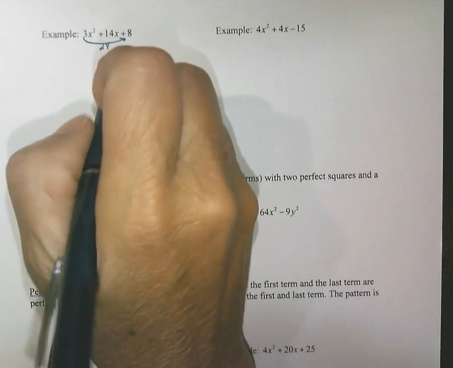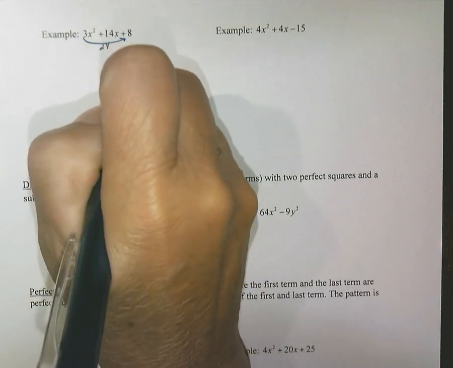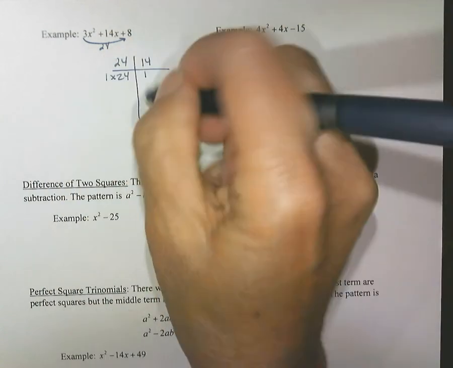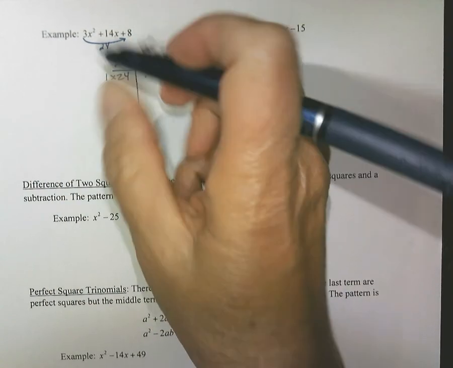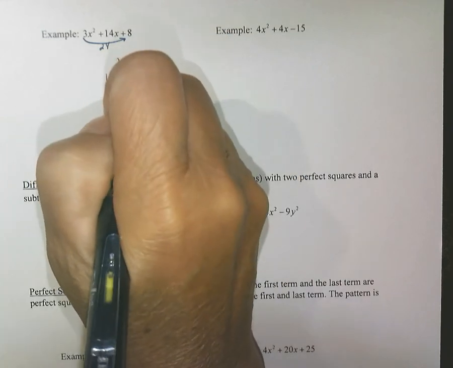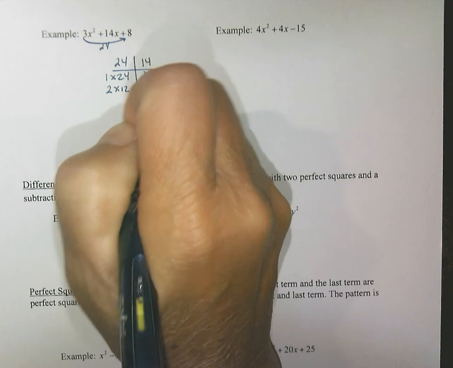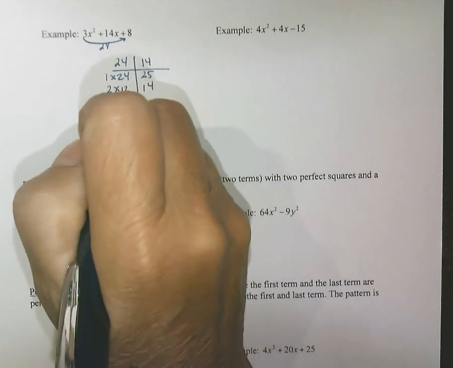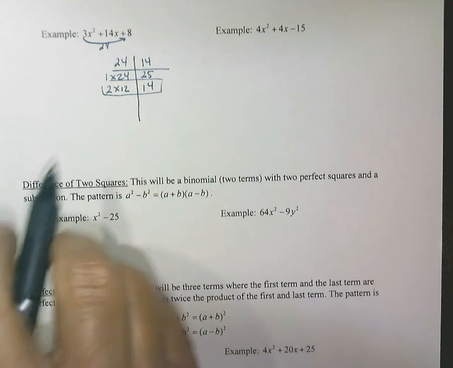Since I want all positives, well, I'm going to start with 1 times 24. That makes 25. I'm going to have 2 times 12. Oh, that makes 14. That was even easier yet. I just had to go one more step. That's the one I want.